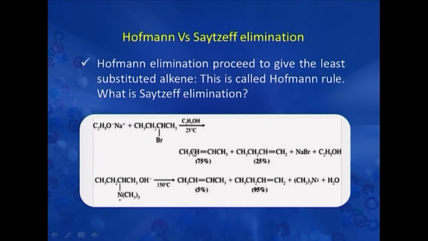As you can see in this particular case, this is 2-bromobutane. When it is treated with sodium ethoxide, it produces 2-butene as the major product, that is about 75% of the product is 2-butene and only 25% is 1-butene. Whereas, when the same kind of elimination takes place where the leaving group is a trimethylamino group, then the more substituted alkene is not the major product, but it is formed in a very small amount. Now, the question arises why the Zaitsev elimination is opposite of Hofmann elimination.